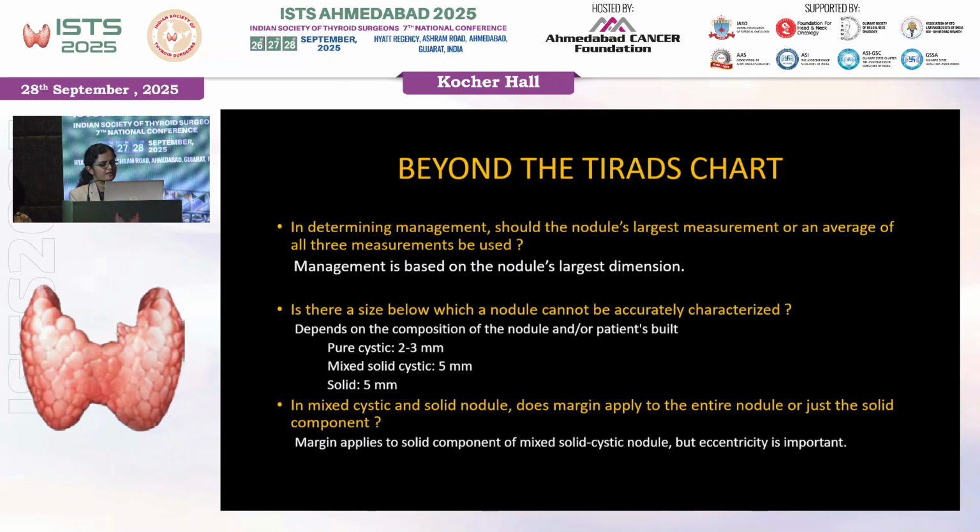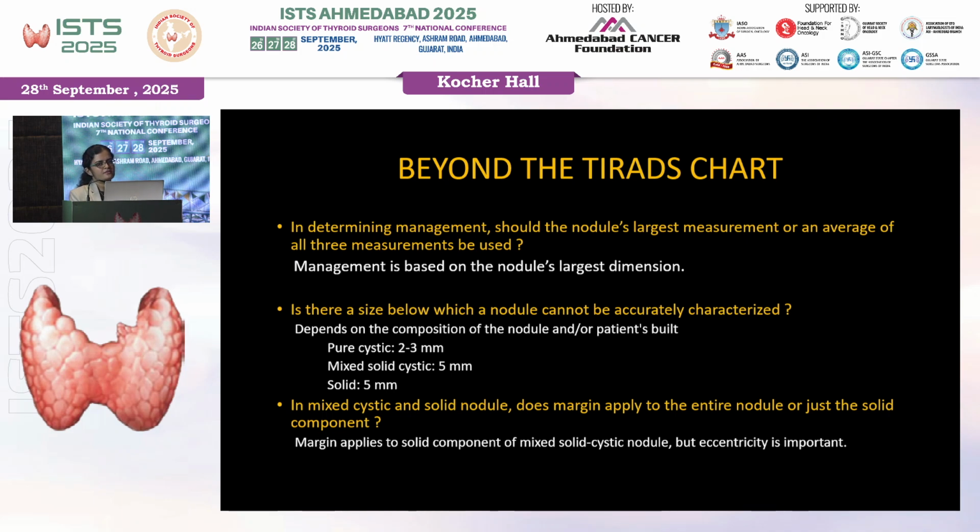It's the largest dimension. Then is there a size beyond which you cannot characterize the nodule? Yes, it primarily depends upon how good your machine is and what the build of the patient is. But less than 5 millimeter solid nodules or cystic nodules less than 2 to 3 millimeter, it's better to just leave them, because you cannot really characterize them.